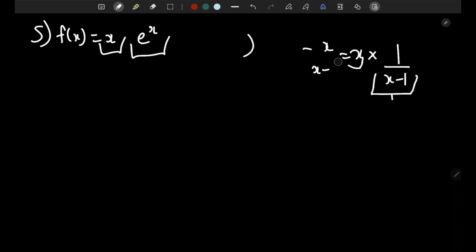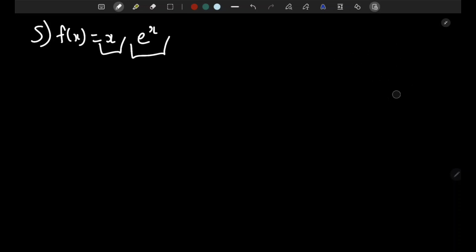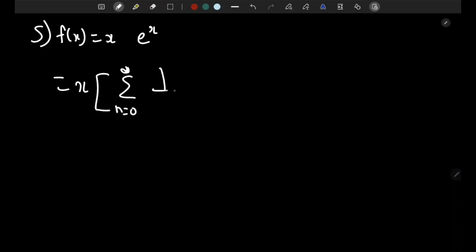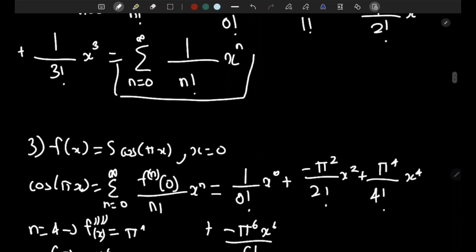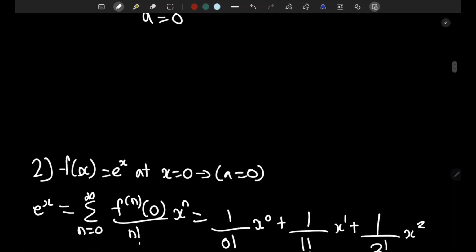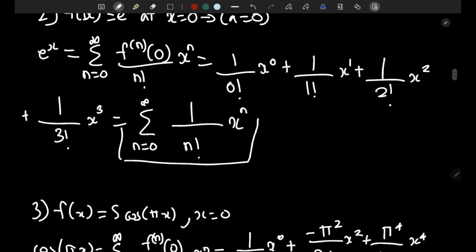So now let's just do question 5. If you remember, we did an example of e to the power of x, and we just have an extra x over here. So let's write this as x multiplied by the series that we got before. We have n equals 0 all the way to infinity of 1 over n factorial multiplied by x to the power of n. And if you're wondering where I got this from, it is example number 2, and we got the series.